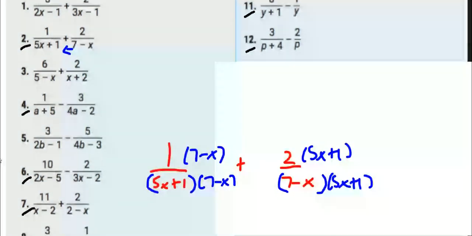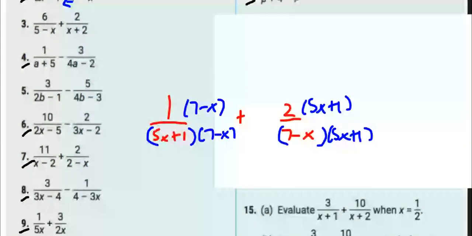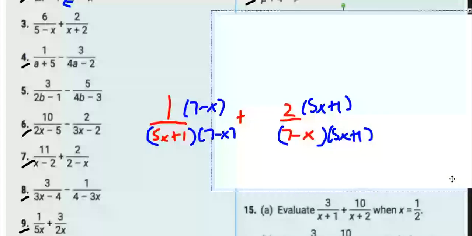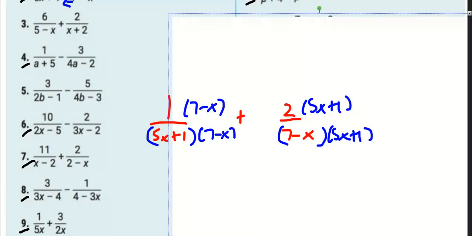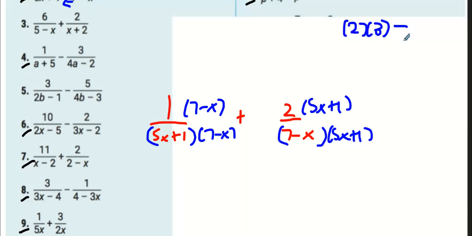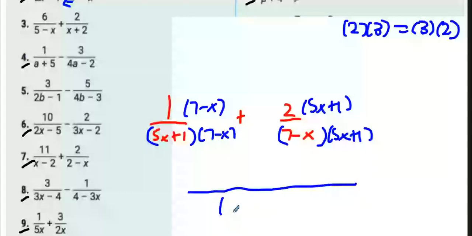Would you be happy with that? Does the order matter? See the way they're the opposite way around, aren't they? Does everybody notice that? Does that matter? Why doesn't it matter? 2 multiplied by 3 is actually the same thing as 3 multiplied by 2. When it comes to multiplication, the order doesn't matter. Is that okay? So you can choose whichever order you want. I'll choose to have the 5x plus 1 in front. If somebody chose the other one, you're still correct.